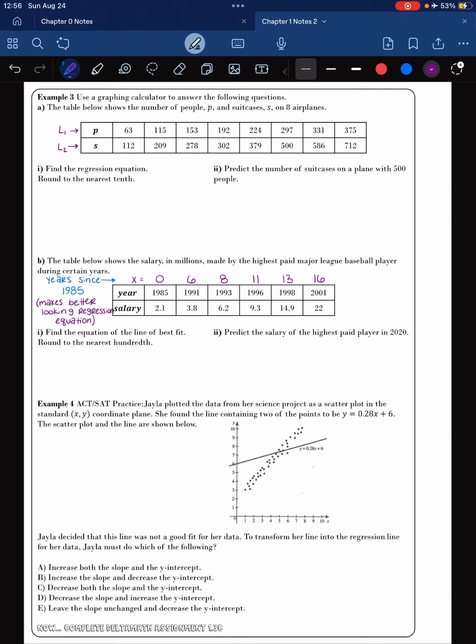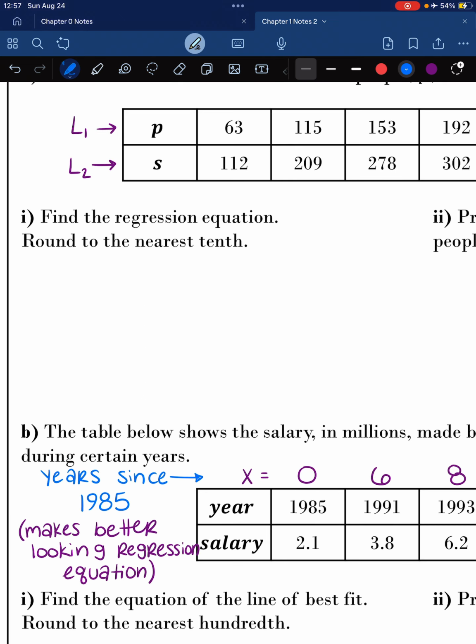Once you've entered that data in, press second quit. Click stat again, scroll over. Option number 4 is to create that linear regression, and you should end up with, I'm going to write the unrounded one first, you should end up with the equation. Remember, we're using S instead of Y, so I'm going to do S equals, with P instead of X.